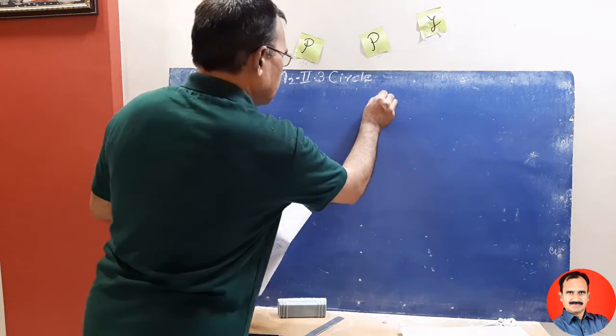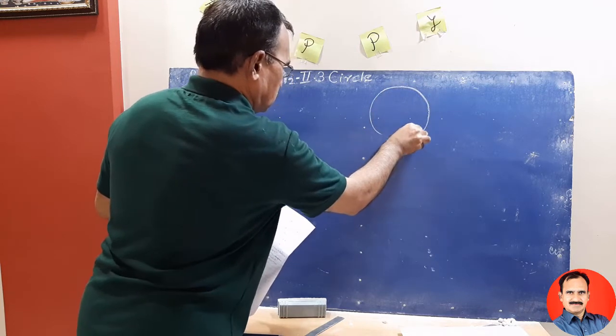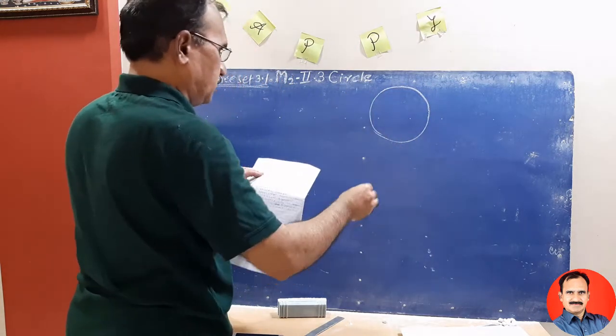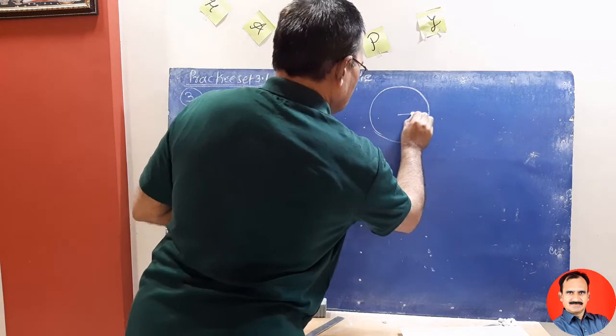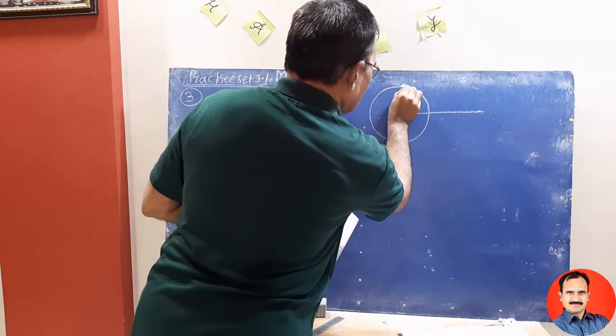This figure is given. Draw this figure first. Tangent drawn from external point of circle.